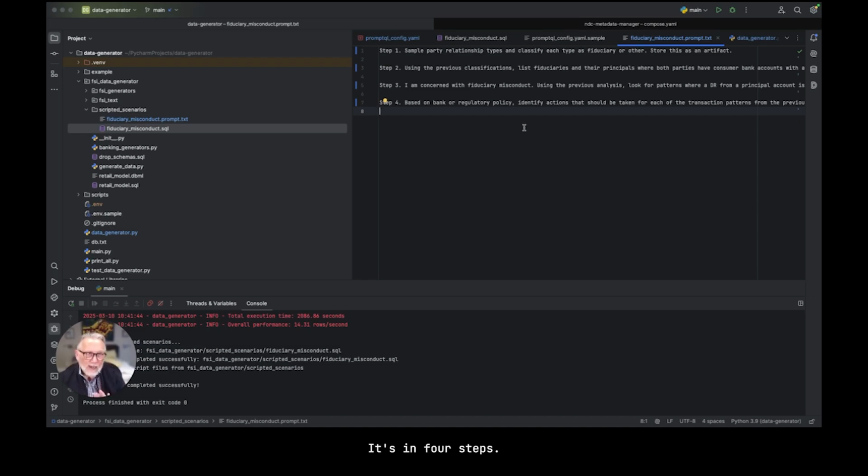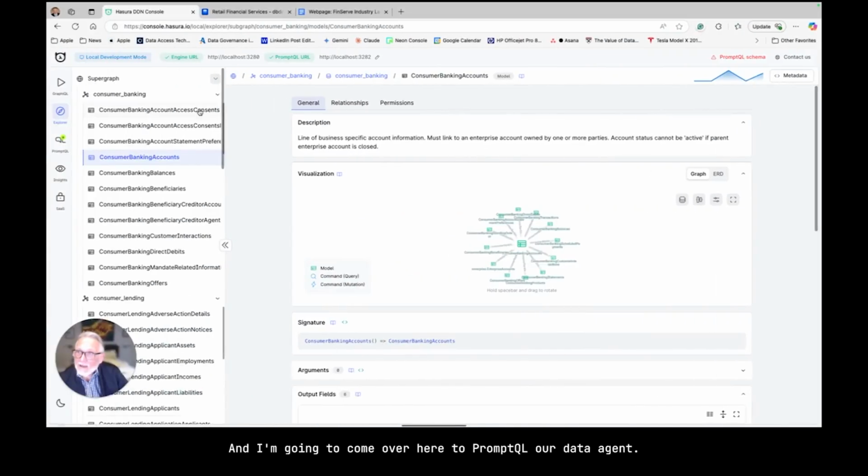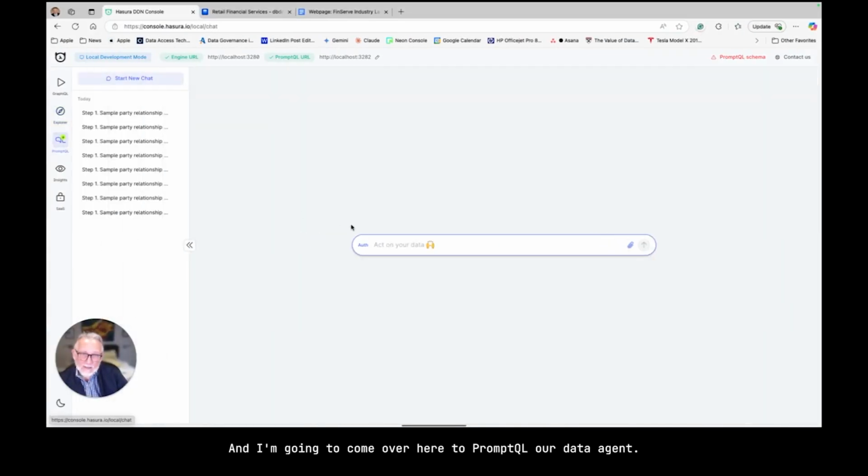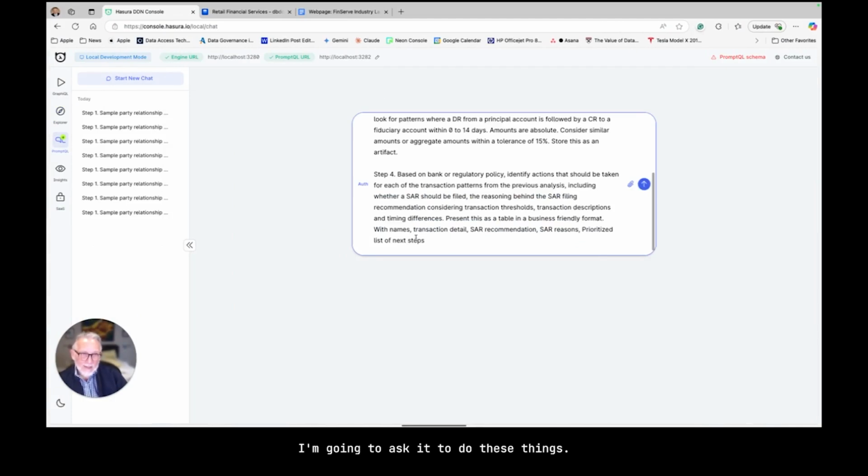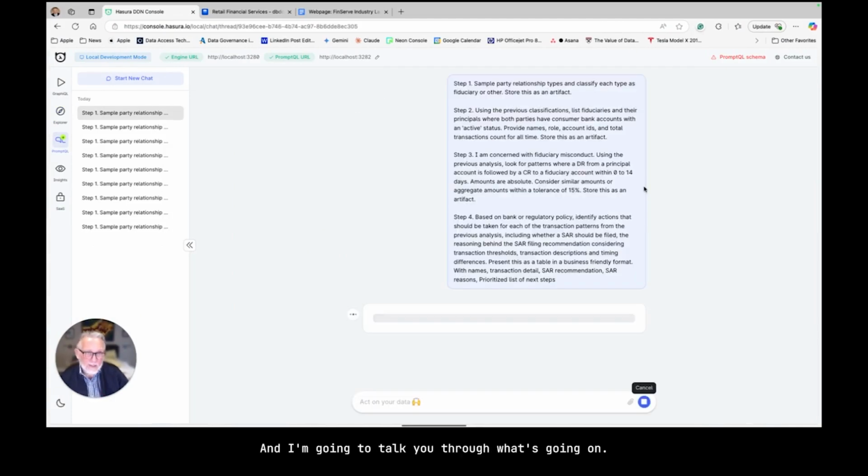It's in 4 steps. Each step is very simple, and it always says to store the information and then reuse it in the next step. This allows the data agent to overcome some of the problems with LLMs and to use its internal resources to keep information flowing between each of these steps. So let's see how this works. I'm going to take these 4 steps and I'm going to come over here to PromptQL, our data agent. I'm going to ask it to do these things and I'm going to talk you through what's going on.